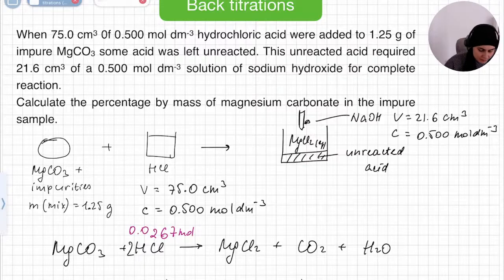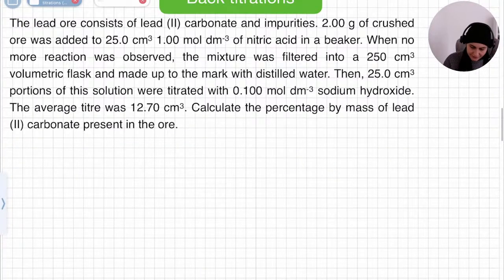Okay, right, one more question. I hope we can do it before my next lesson. So the lead ore consists of lead carbonate and impurities. 2 grams of crushed ore was added to 25 cubic centimeters of 1 molar nitric acid in a beaker. When no more reaction was observed, the mixture was filtered into a 250 cubic centimeter volumetric flask and made up to the mark with distilled water. Then 25 cubic centimeter portions of this solution were titrated with 0.1 molar sodium hydroxide. The average titer was 12.70. Calculate the percentage by mass of lead carbonate.